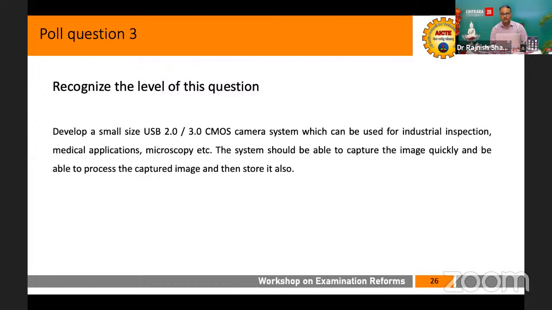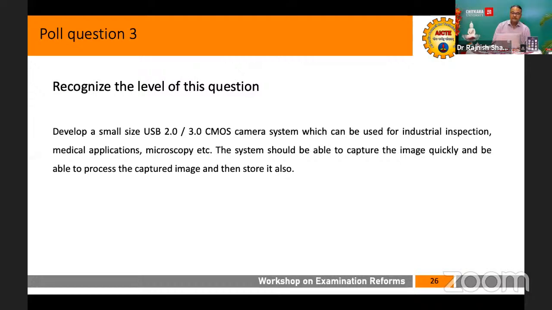Very good job. Extremely good participation also. Read the statement again and then try to answer which particular level of Bloom's taxonomy this question fits in. Very good. Okay, so we can end this poll. People are still responding, but we'll end the poll because we've more or less got the results.